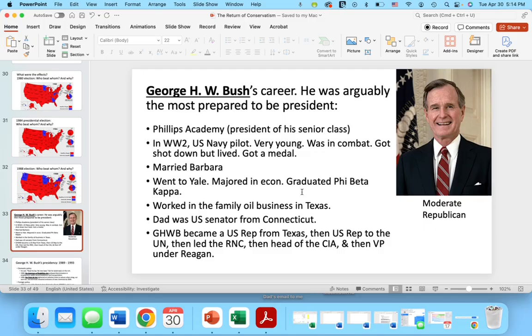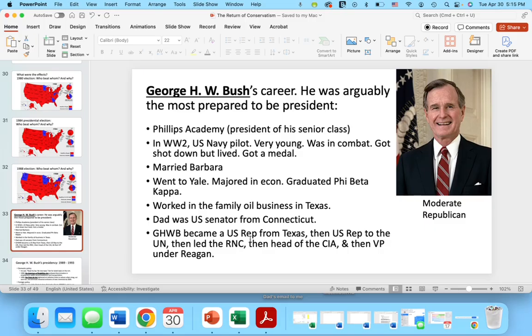So that means he was at the top of his class. Excellent schools, served in the military, worked in the family oil business in Texas, so he had exposure to the South, exposure to business, and his father was a U.S. Senator from Connecticut, so he also has ties to the Northeast.